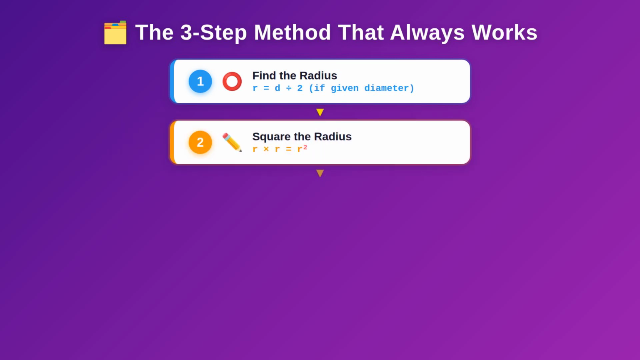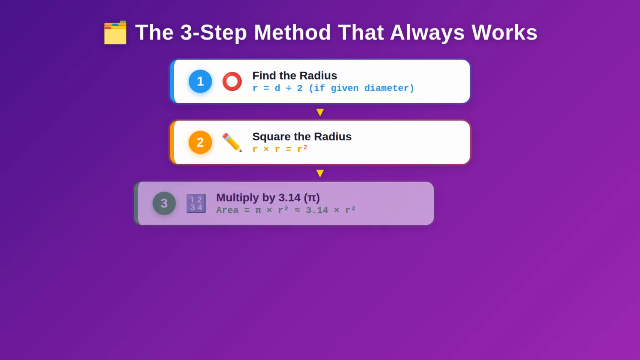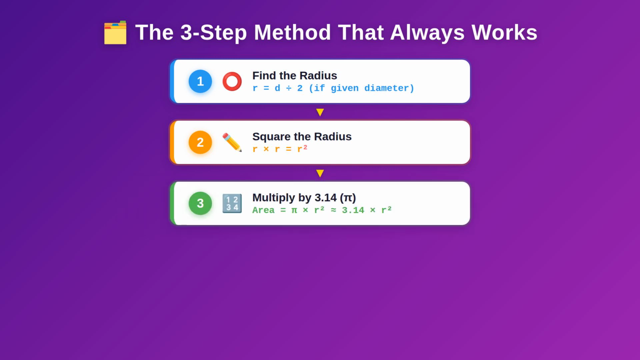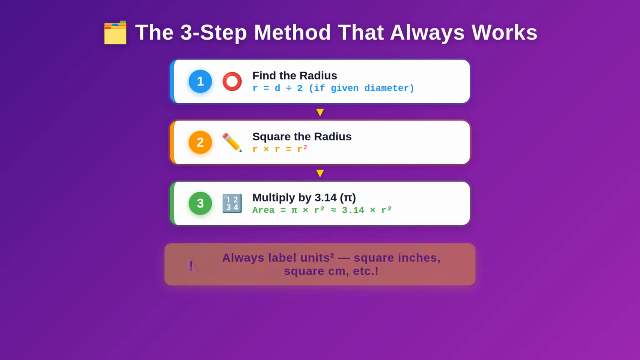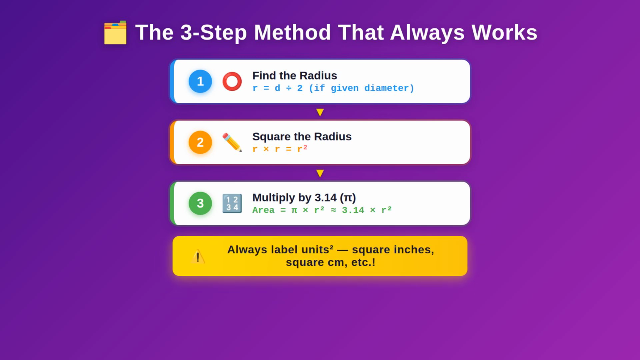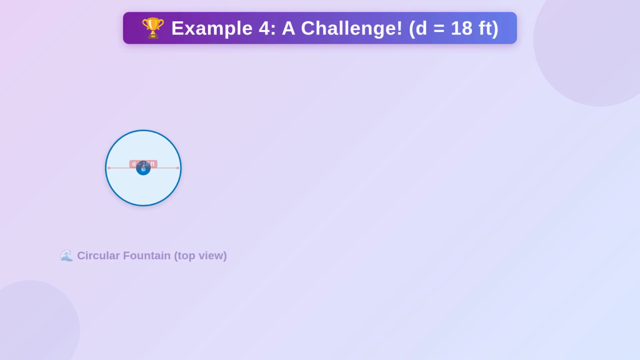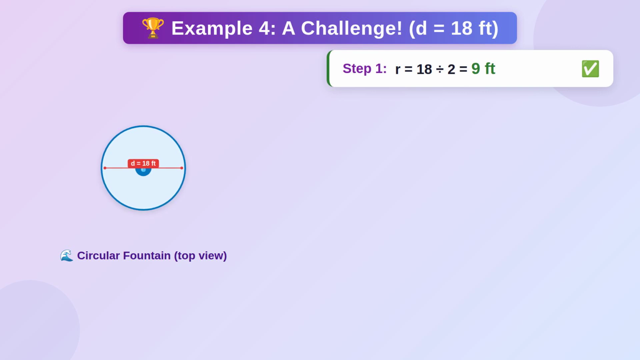Maya came up with her own cheat sheet, 3 steps that always work. Step 1, find the radius. If you're given the diameter, divide by 2 first. Step 2, square the radius. Multiply it by itself. Step 3, multiply that result by 3.14. And don't forget to put squared units on your answer. Square inches, square centimeters, whatever unit you're working with. Miss the units and you might lose points on a test. Maya writes these 3 steps on a sticky note and puts it on her desk. Parents, this is a great one to practice together at home.